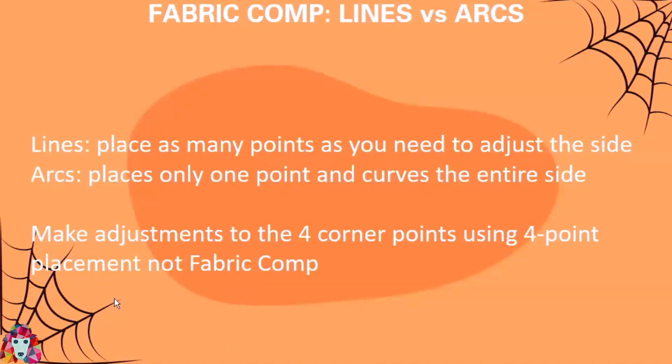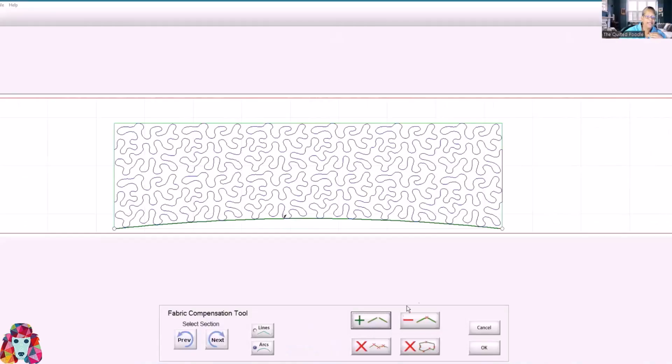Okay. And then to make adjustments to the 4 corner points, use 4-point placement, not fabric comp. So let's go back. If I wanted to bring in either of these 4 corners, you can't do it in fabric comp, but you can do it in 4-point placement. So you just move your placement in, and then you'll have your design, but the corners will actually be in or out. Does that make sense? Because I remember last month, having not done it for a while, I could not remember how to adjust the 4 corners, but that's how you do it. Okay?